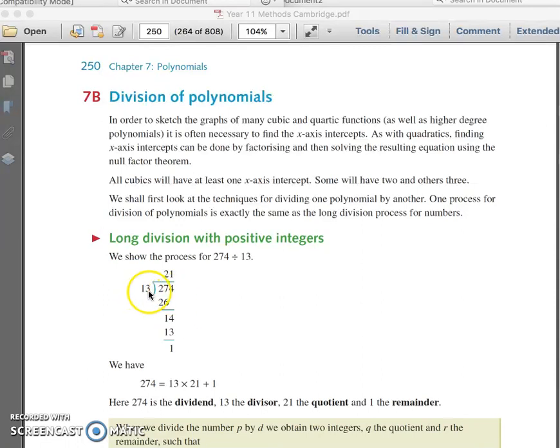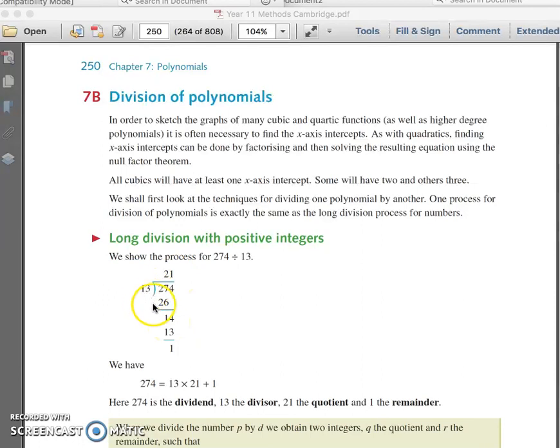So we see how many times 13 fits into 27. We write that answer up the top. Then we multiply. 2 times 13 is 26. Then we take away. 27 take 26 is 1. And then we bring down the next column. And then we see how many times 13 fits into that. 13 fits into 14 once.